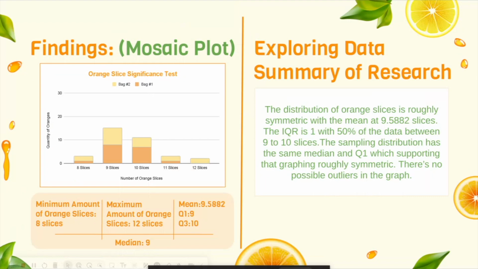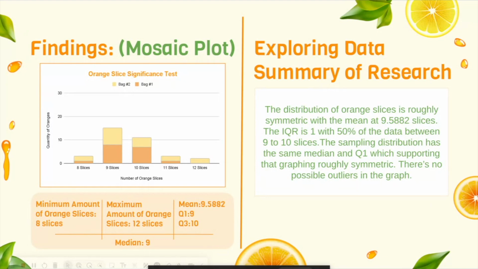Okay, so for our findings, we did a mosaic plot to present our data of the orange slice significance test. As you can see, the minimum amount of orange slices is 8, the maximum amount of orange slices is 12, our median was 9, and the mean was 9.5882, with quartile 1 being 9 and quartile 3 being 10.